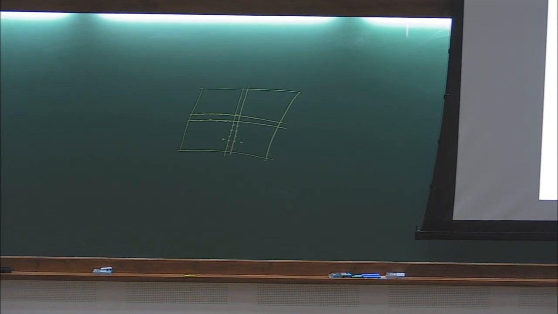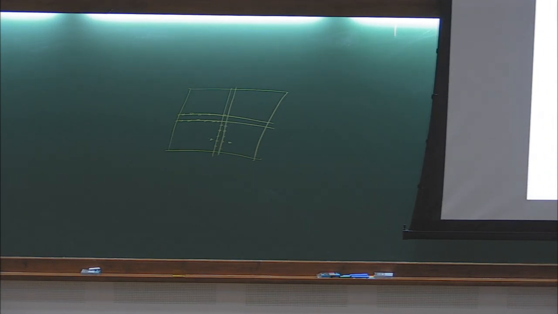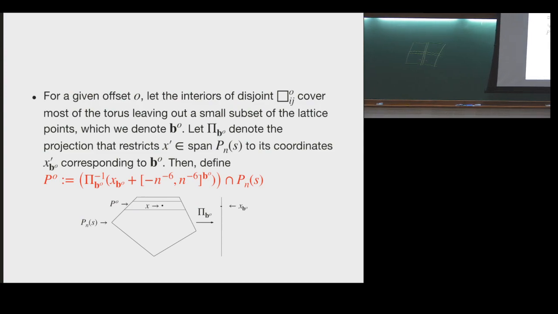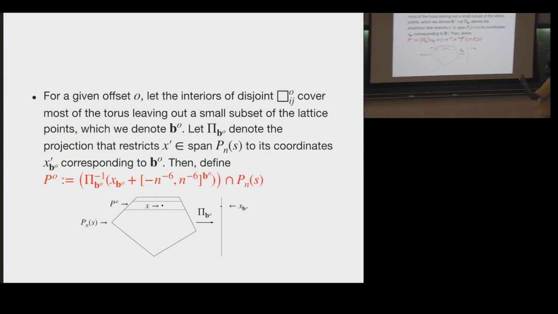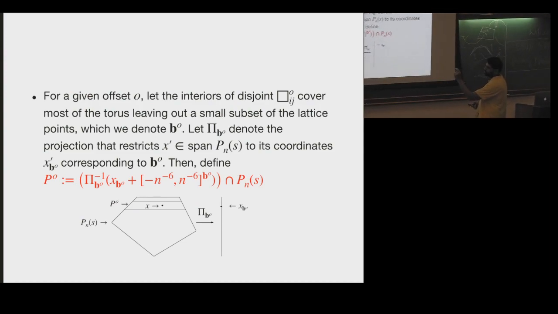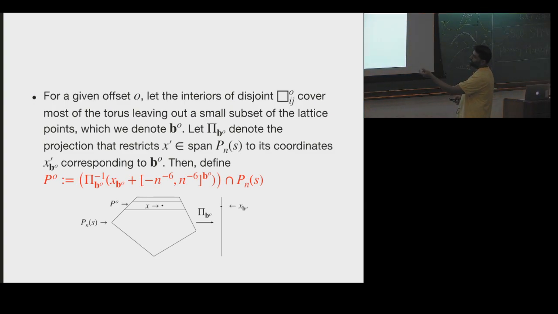You're conditioning on the boundary to be some value, and you're taking a projection which just notes the values inside. So that's the polytope that we're going to use to cover. So in other words, for every set of boundary values, you're going to get one polytope, and that polytope will be used in the cover.